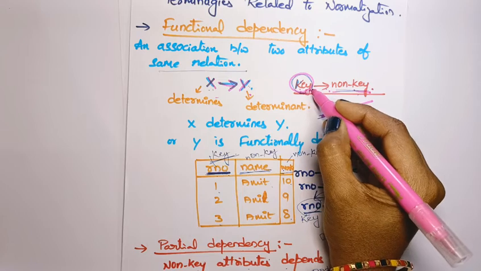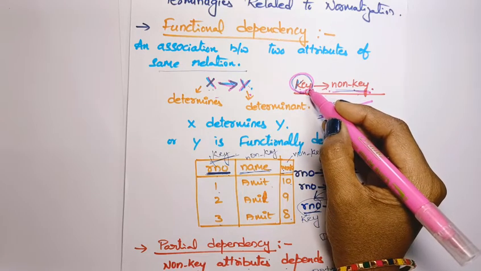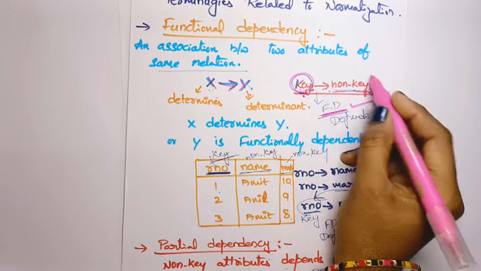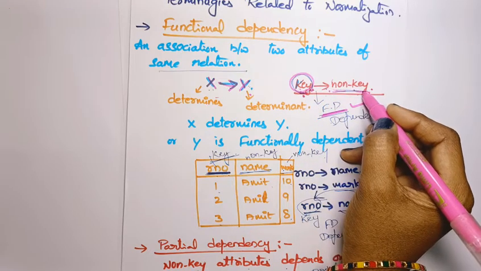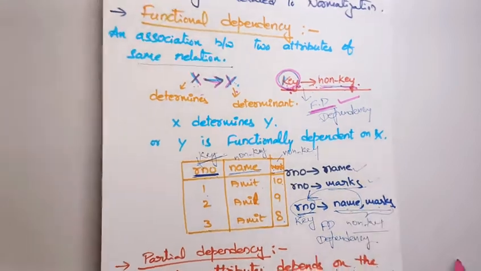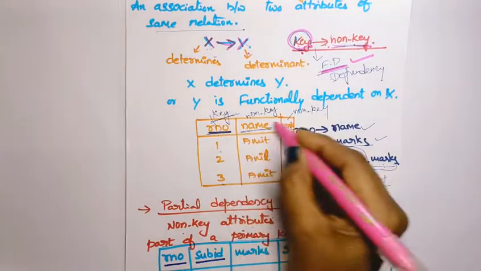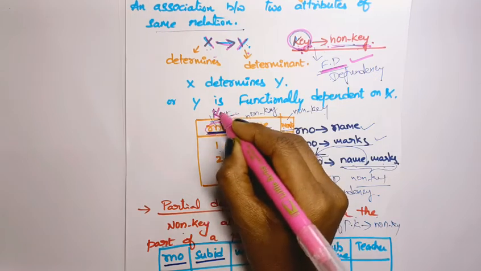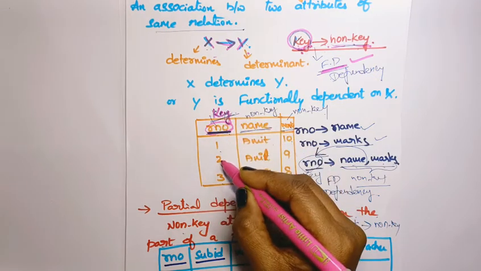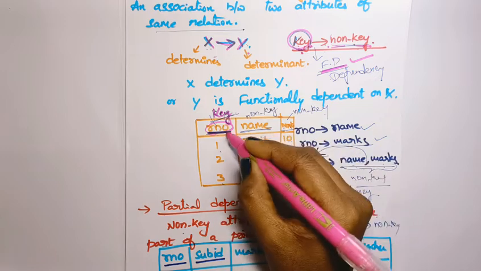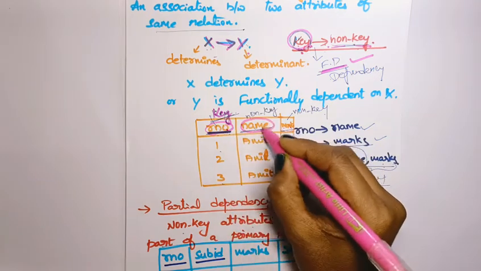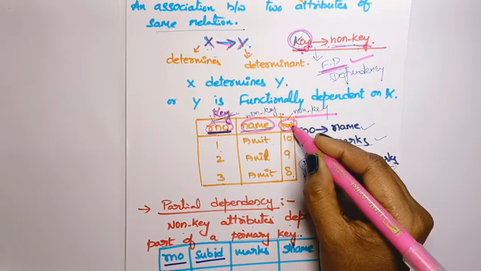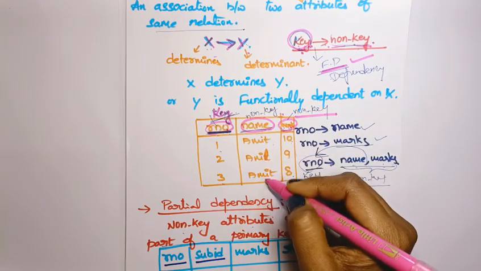For example, what do you mean by key attribute? If any attribute uniquely identifies a row, then you can say that that is a key attribute. Non-key attribute means it may have duplication of data and cannot uniquely identify. For example, by seeing the table you can come to know that roll number is obviously a key attribute. Why? Because every student has their own unique values. So here roll number is a key attribute and name is a non-key attribute, and also marks are a non-key attribute. Why? Because marks may repeat and names also may repeat.